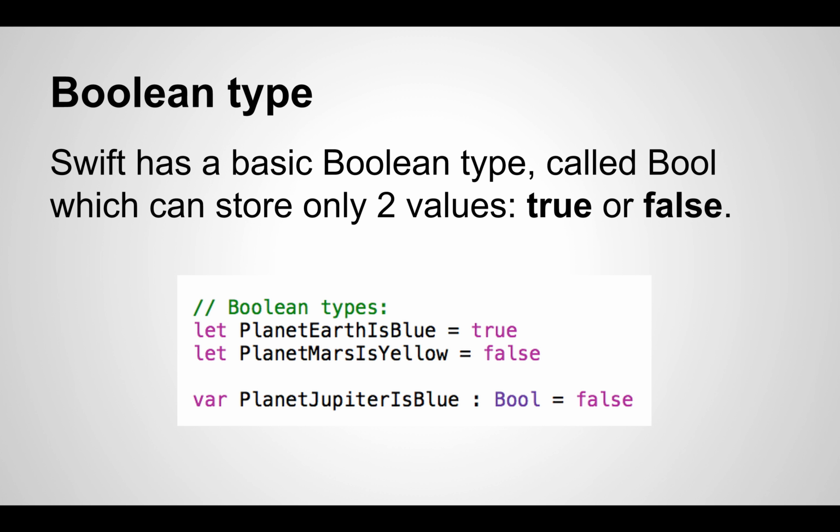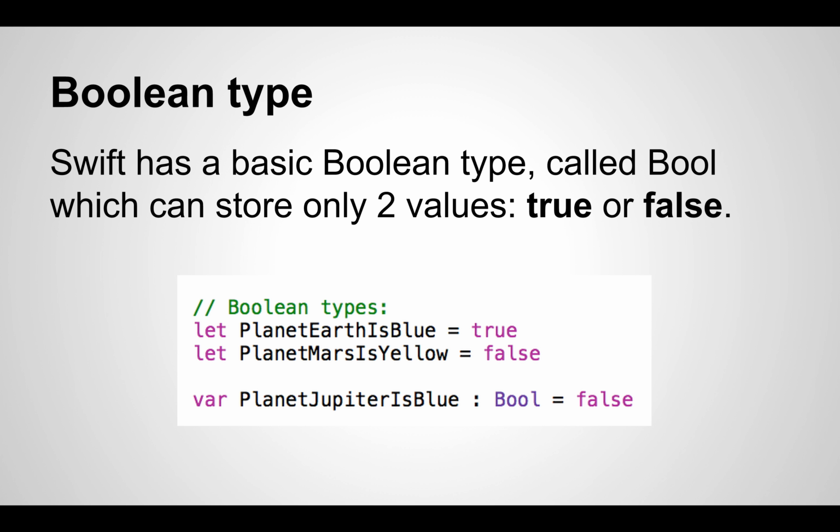For example, planet Earth is blue, and we set it equal to true, because yes, it is true. Now, planet Mars is yellow. That's false, so we set it equal to false. Then var planet Jupiter is blue. We force it to be a Bool, saying that the value can only be true or false.